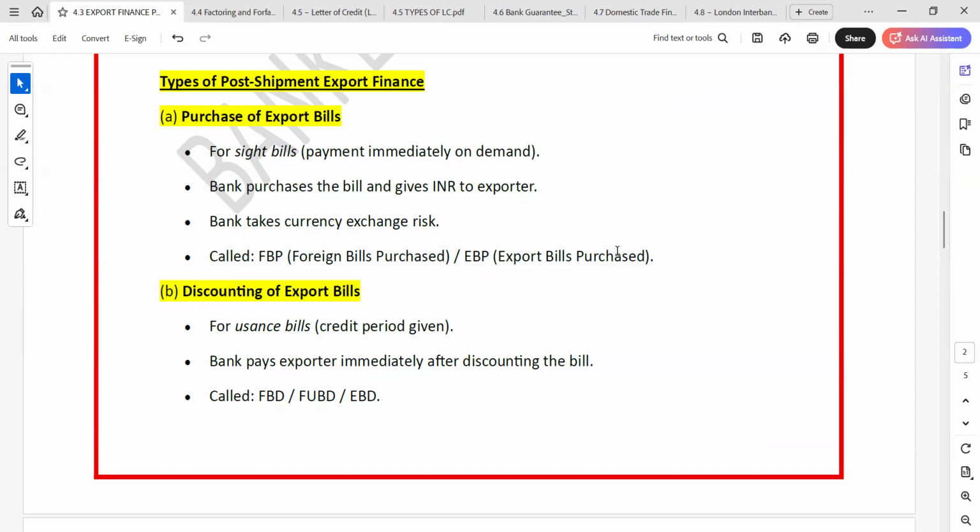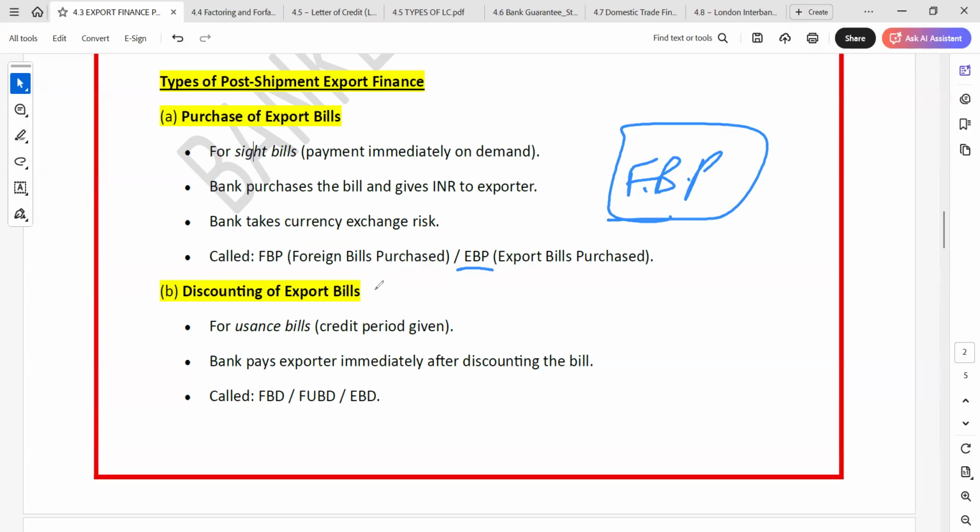So every bank has its own terminology. Some banks may be using FBP, or they are using EBP. That depends on bank to bank, how they are doing it. Some banks will say foreign bill purchase, FBP. So that type is also available.